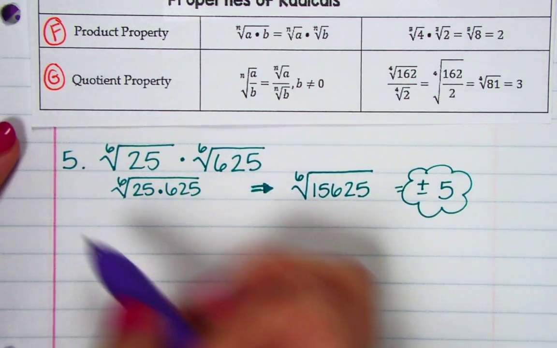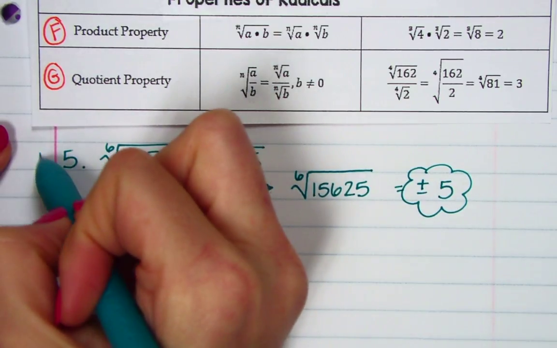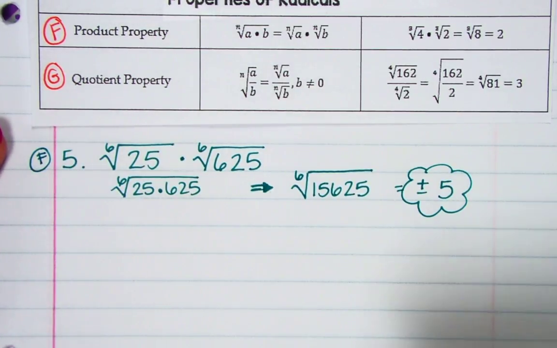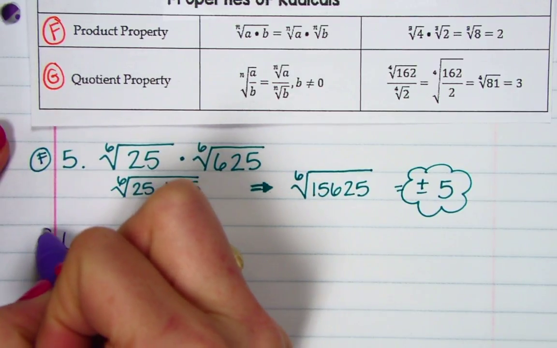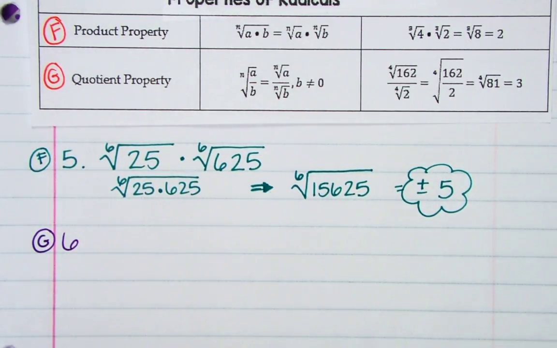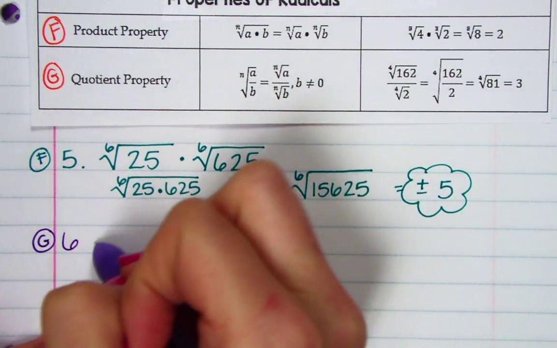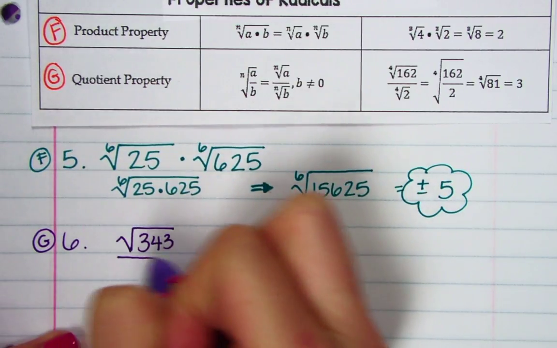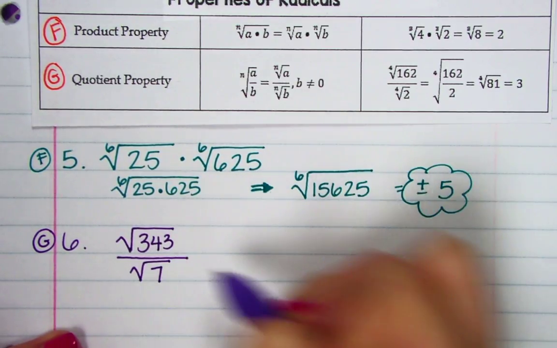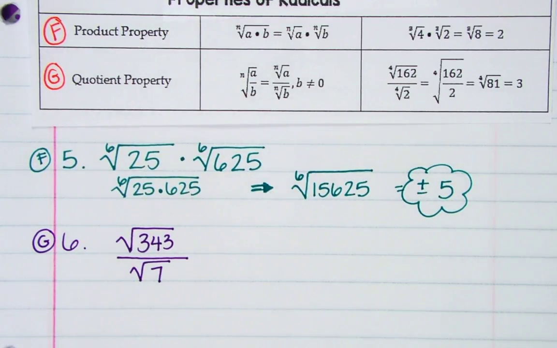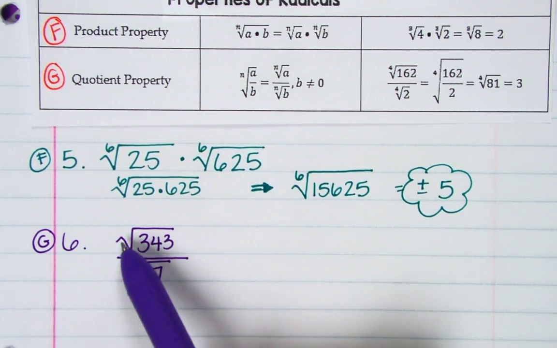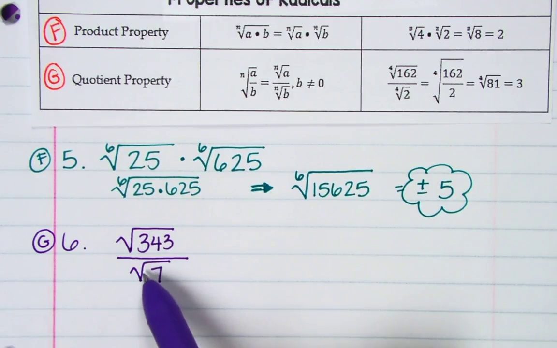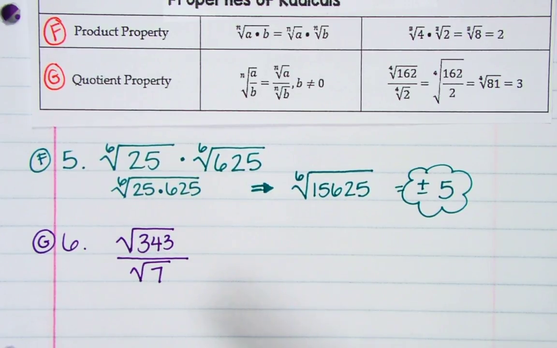Number, I forgot to write this down. F. Okay. 6 is G. Oops, I already ruined it, but I bet y'all could have figured it out. Square root of 343 divided by the square root of 7. Remember, when there's no number here, it's a square root. That one's the one that we knew all along, but now it's the one that doesn't have a number, so you got to remember, oh, it's a square root. This is an even n.